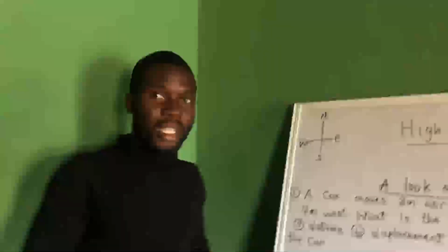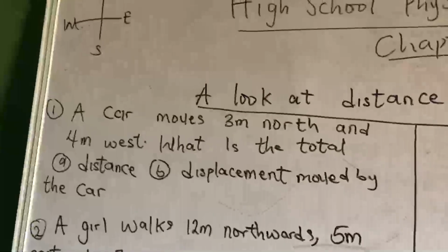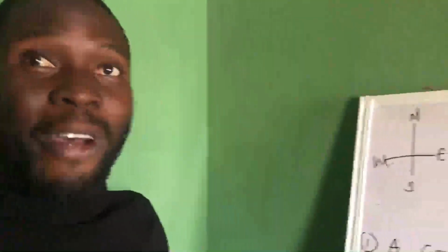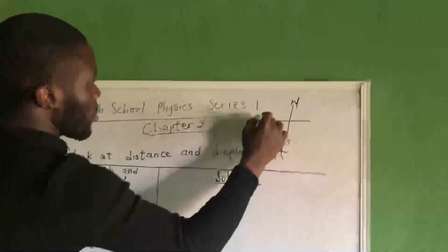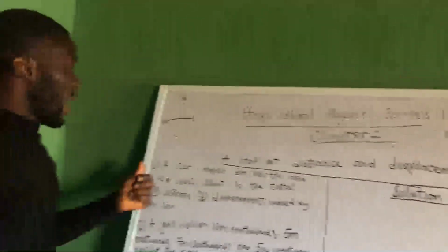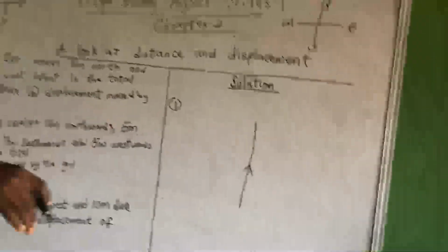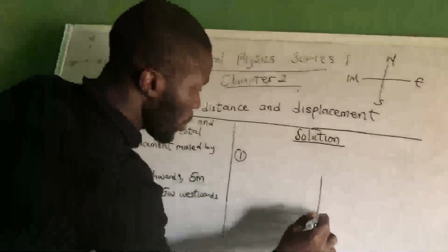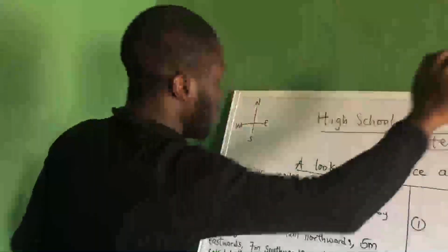Now, question 1, let's look at this particular question. A car moves 3 meter north. Again, I said when we are talking of vector quantities, we need an arrow to specify the direction. If you remember the 4 cardinal points: north, south, west, east. What does that mean? For question 1, it means the car moves in this direction, and in this direction it is 3 meter. So a car moves 3 meter north, meaning up, and the arrow is pointing upward.